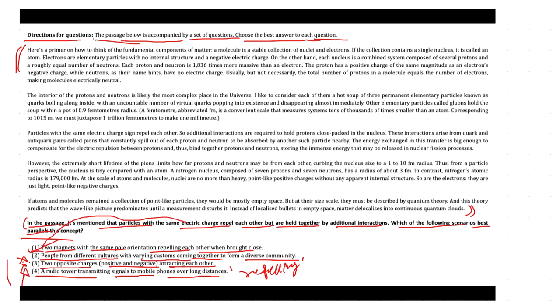Hence, we find the first option: two magnets with the same pole orientation repelling each other when brought close. So the answer should be option one.